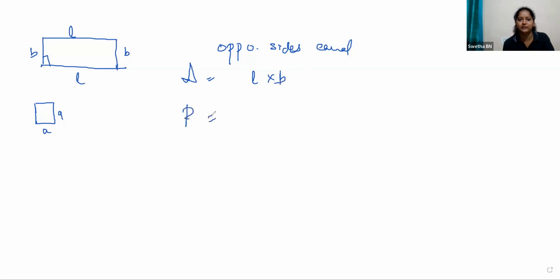What is perimeter? Ma'am, 2L plus B. L plus L is 2L. B plus B is 2B. So 2 is common in both. I will take it outside the bracket. So 2 is out. What is remaining here? L plus B. Okay. This is perimeter of rectangle, 2 into L plus B.